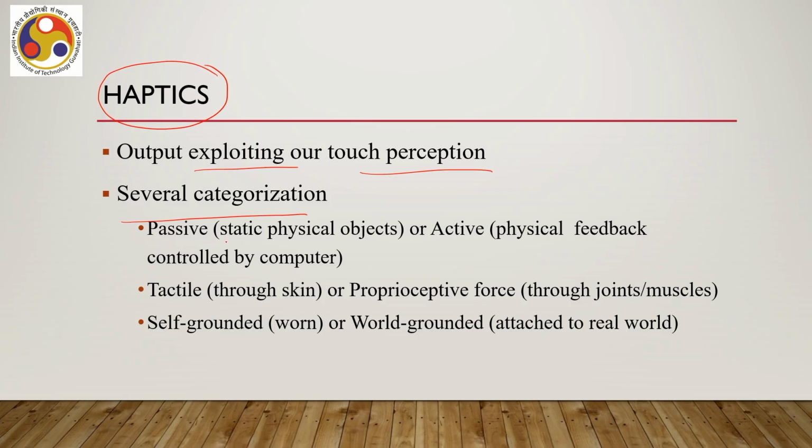So, passive devices are static physical objects, whereas active devices are physical feedback controlled by the computer. Tactile refers to touch sensation obtained through skin, so our skin gets activated, whereas proprioceptive forces are those that activate our joints or muscles. Self grounded means the devices are worn on the body, whereas world grounded means they are attached to the real world, they cannot be moved around.